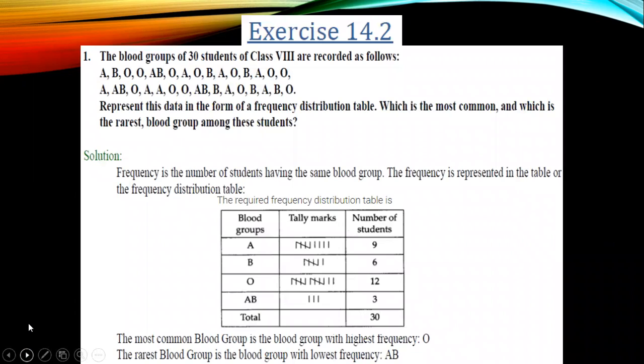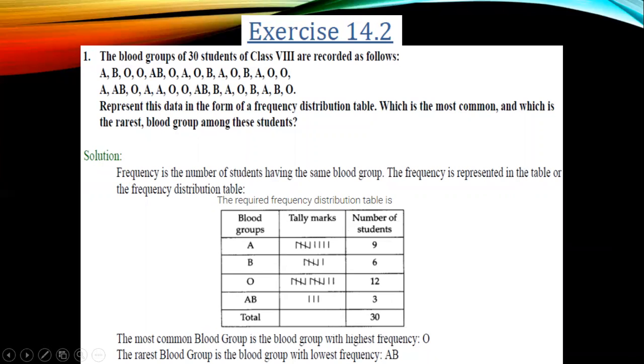Exercise 14.2, question number 1. The blood groups of 30 students of class 8 are recorded as follows. So the blood groups are given as A, B, O, O, AB, O, A, O, B, A, and so on. So there are in total 30 students' blood groups. Now, we have been asked to represent this data in the form of a frequency distribution table and then find out which is the most common and which is the rarest of the blood groups among the students.